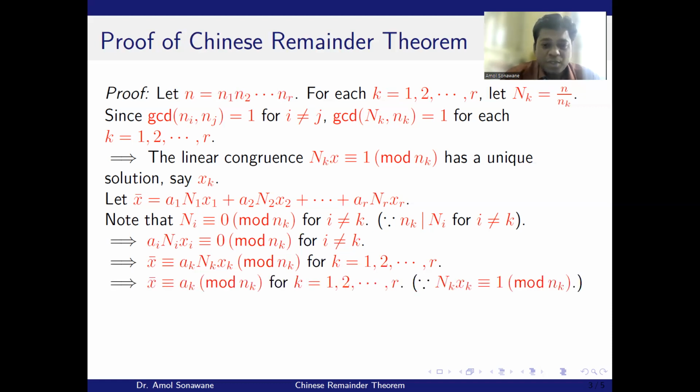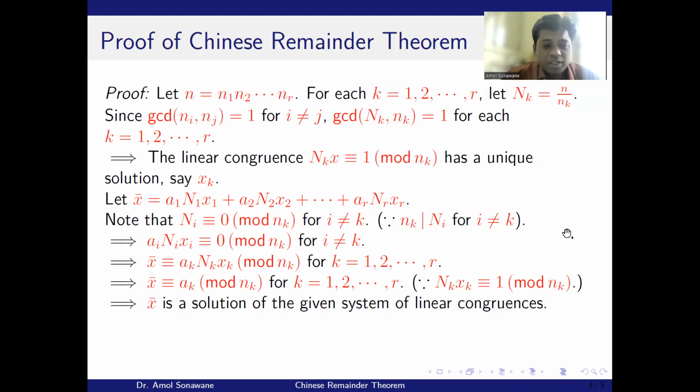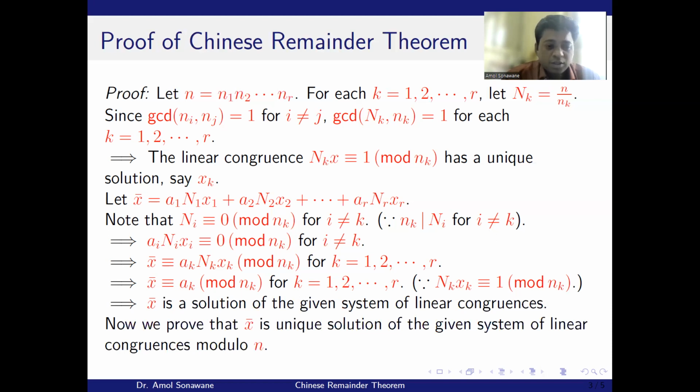And since capital Nk into xk is congruent to 1 modulo nk, as small xk is the solution of linear congruence Nk into x congruent to 1 modulo nk, x bar is congruent to ak modulo nk for each k from 1 to r. And it implies that x bar is a solution of the given system of linear congruences. Now we prove the part of uniqueness. Now we prove that x bar is a unique solution of the given system of linear congruences modulo n.